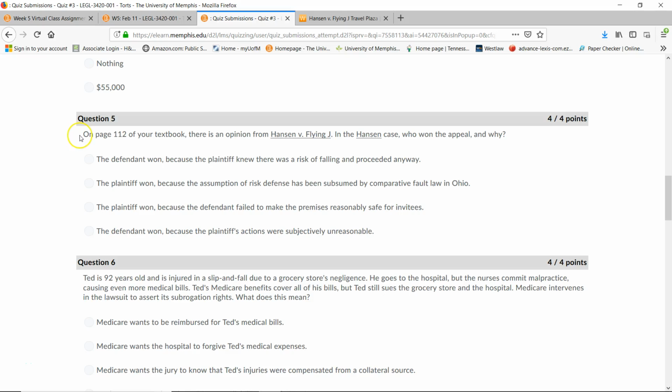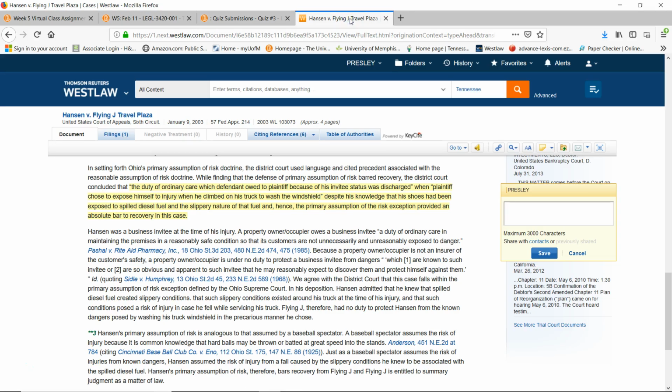Hey class, I chose this question for my quiz review. It says on page 112 of your textbook, there is an opinion from Hansen v. Flying J. In the Hansen case, who won the appeal and why? Since I can't show you the textbook, I'll pull it up on Westlaw.